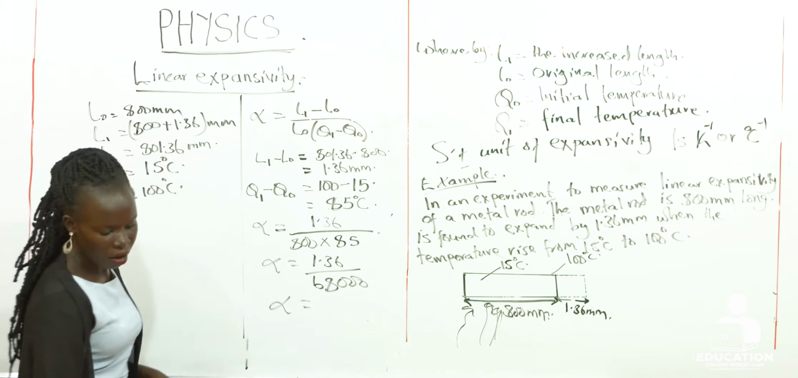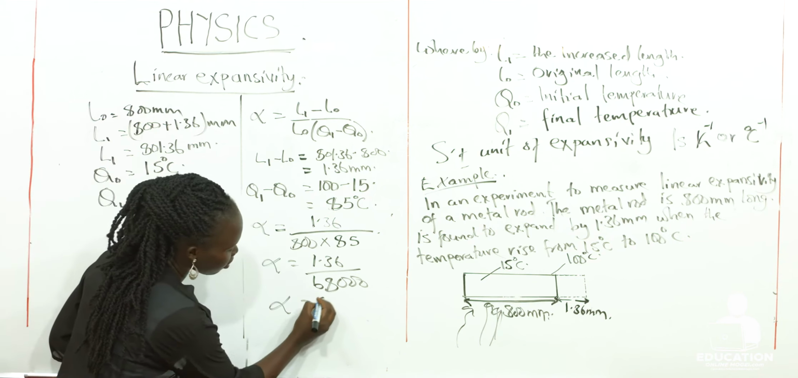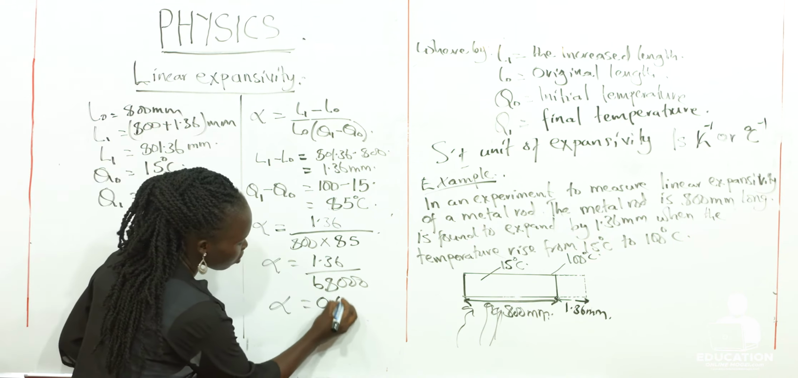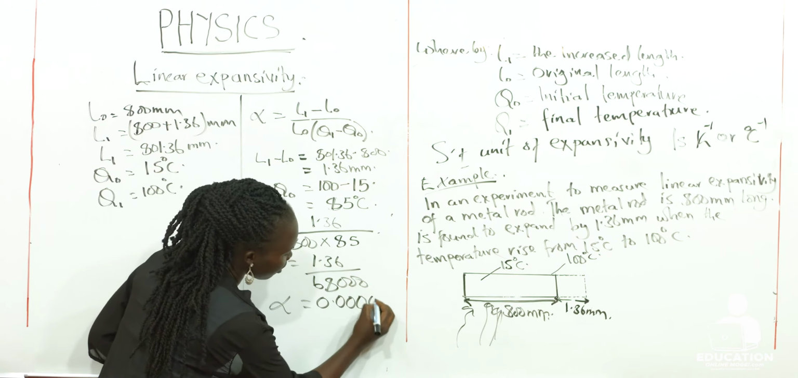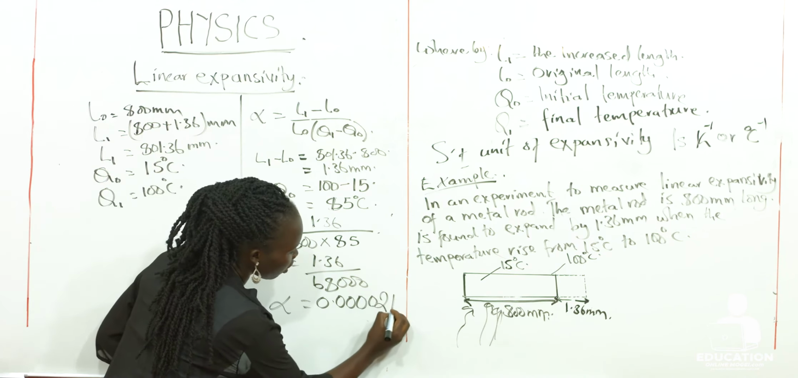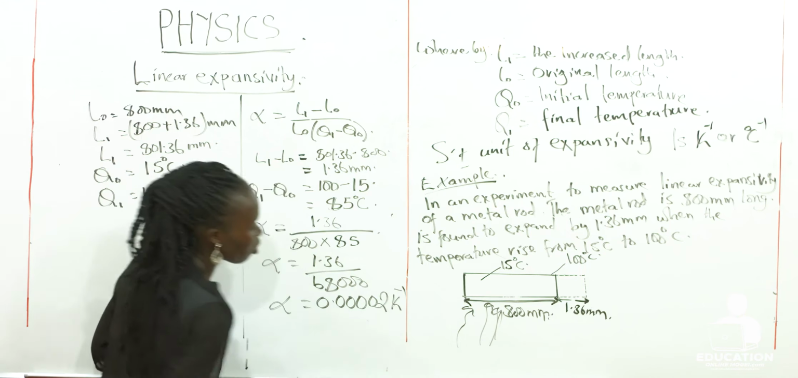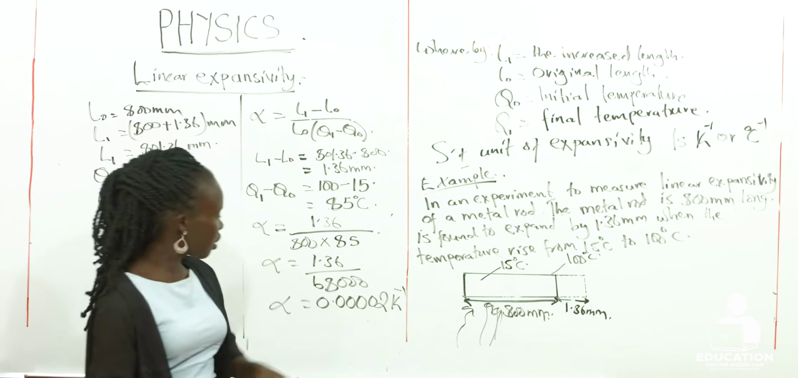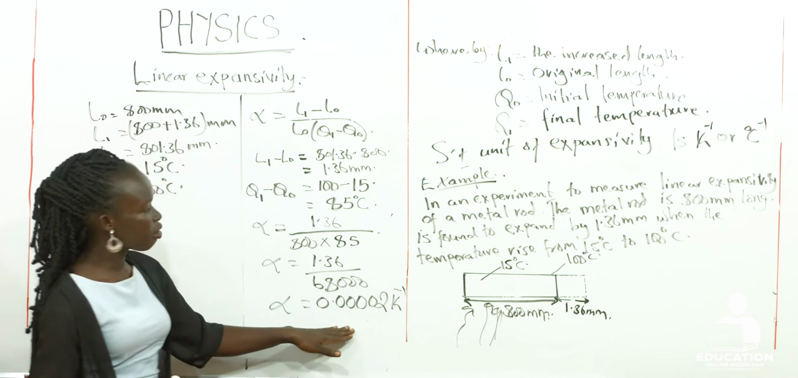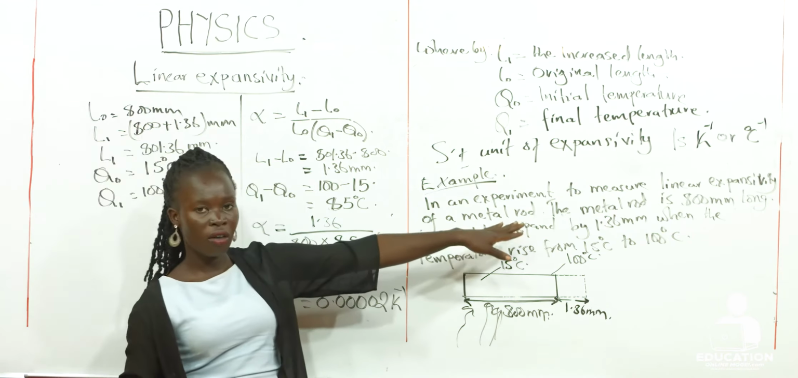So if we have our expansivity equal to 1.36 divided by 68,000, what shall we have? We shall have 0.00002. This time, don't forget the SI unit, which is per Kelvin. So this is the linear expansivity of our rod.